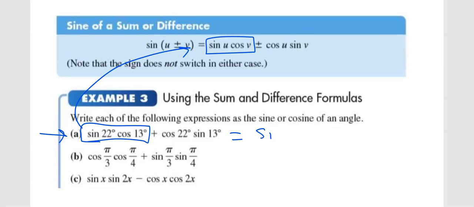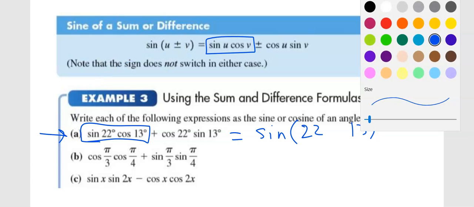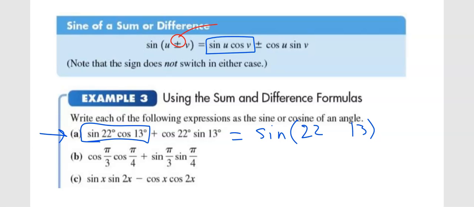So my next question is, now that I've made that decision, what are we going to do with the 22 and the 13? Are we going to be adding or are we going to be subtracting? According to what we showed you in the notes, sine keeps the same sign. Remember that. Sine keeps the same sign. Cosine is the one that switches. So if this is a plus, so will this one be. So the answer to my question is sine 35, which is what we showed in the notes.